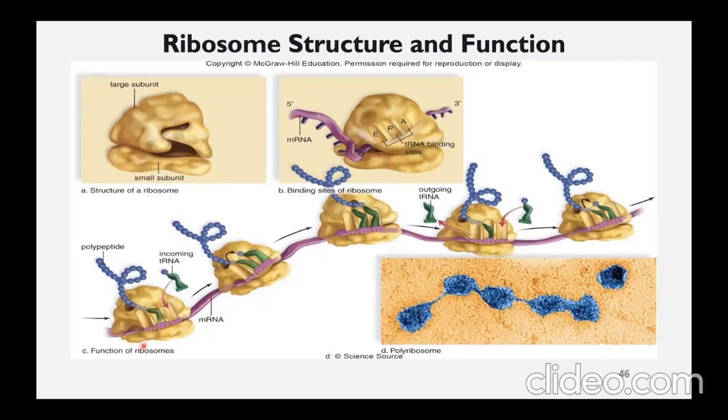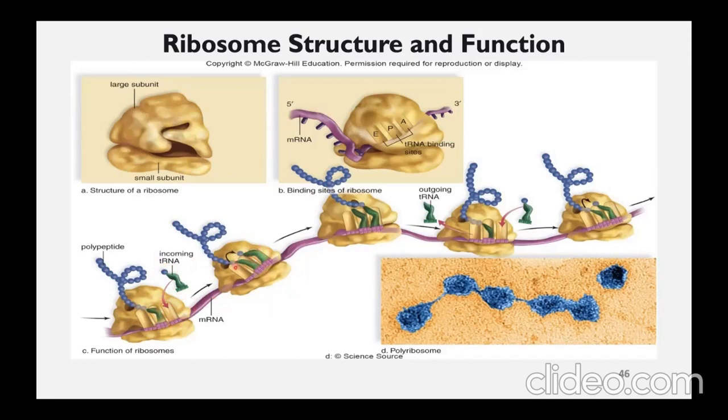Okay, so this is the function of the ribosome. The mRNA will bind to the small subunit. These are the polypeptide. The polypeptide will always be readily at the P site. The incoming tRNA will always go to the A site. When the new one comes into this site, the new one is at A and the old one is at P.